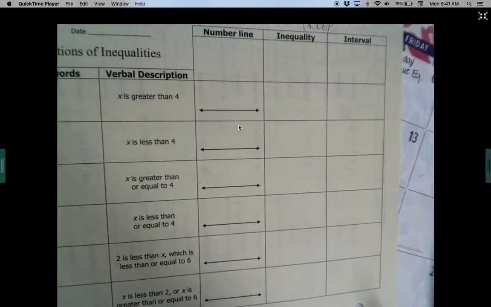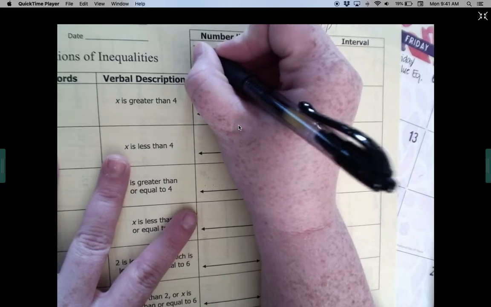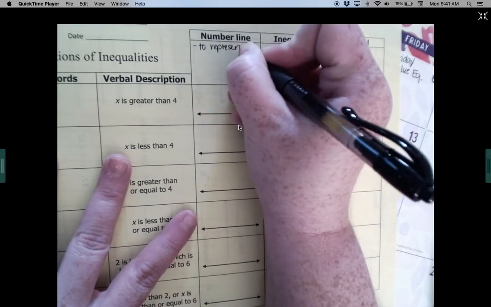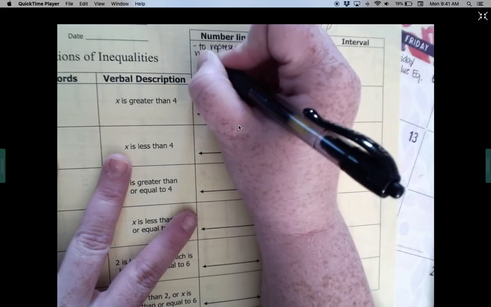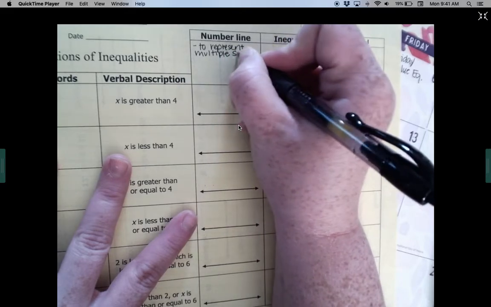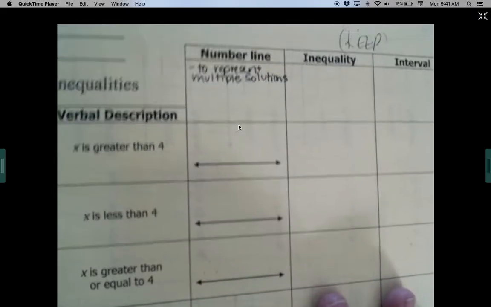Number line is what you all think it is. It's a number line, but we're going to use it now to represent multiple solutions. So rather than just being able to say the answer is 4, I can show on a number line that the answer is anything less than 4, anything greater than 4.